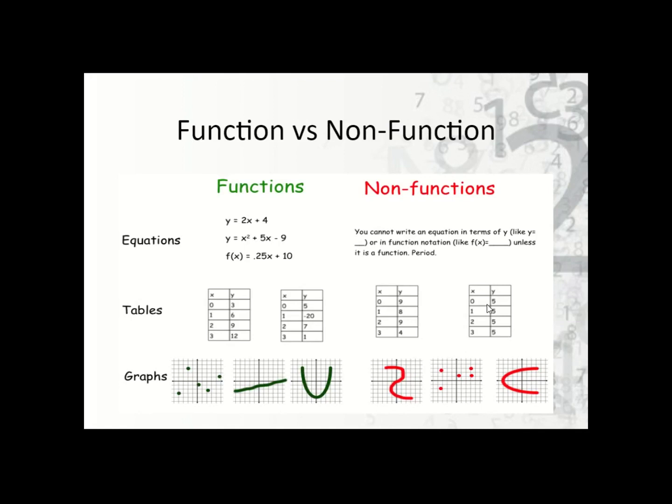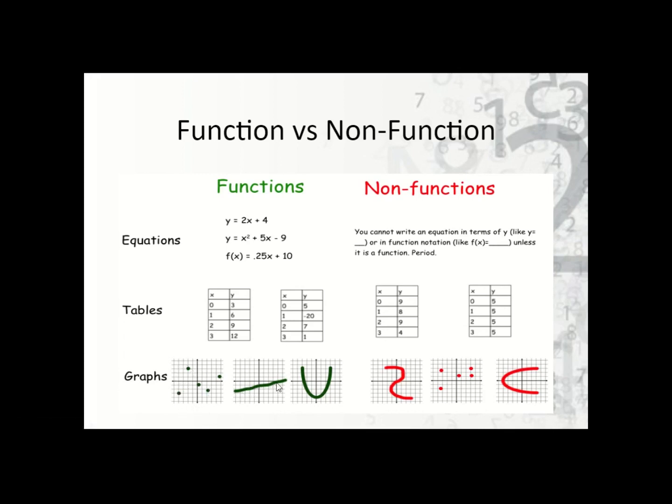So let's look at some examples here. We have a bunch of dots here. We have tables, we have equations. We can see it in various different ways. But if we notice here, there's an x value here at x equals negative 4, and y is negative 3. There's no other y value that matches with it. Same thing with all of these.